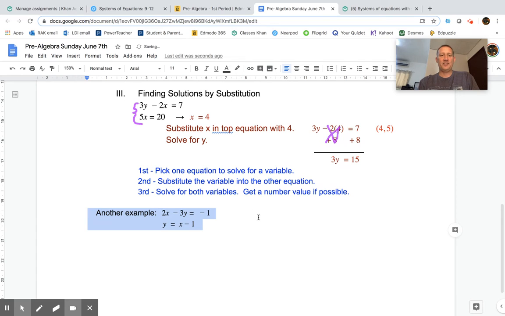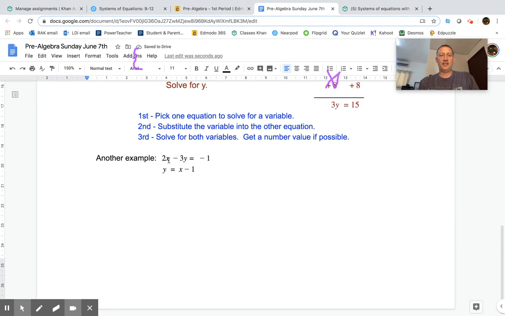All right, so here's another example. You notice this, they both have an x and a y. So we can pick either one of these.